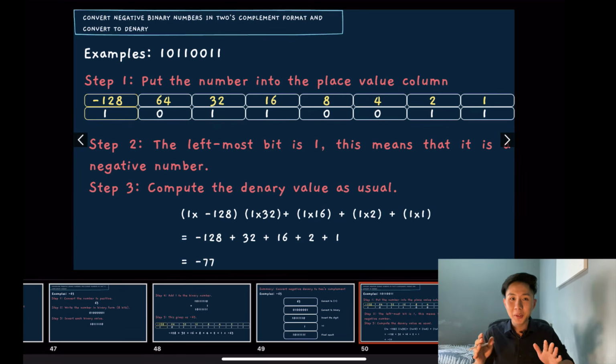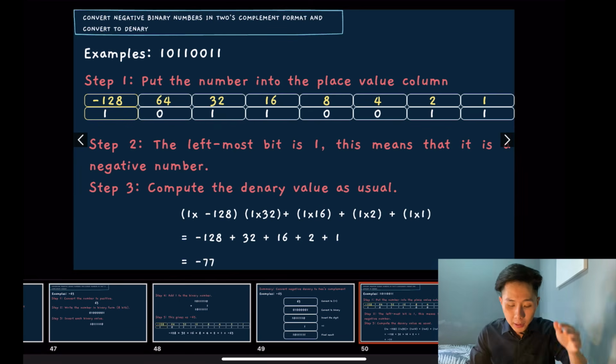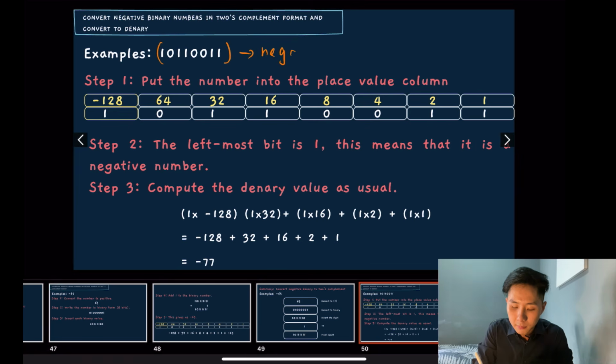So let us try to do things the other way around. Let's try to convert this 2's complement value into a negative denary. So without having to calculate everything, you would have known that this value here is a negative value. The reason is because the leading digit of this 2's complement is 1.